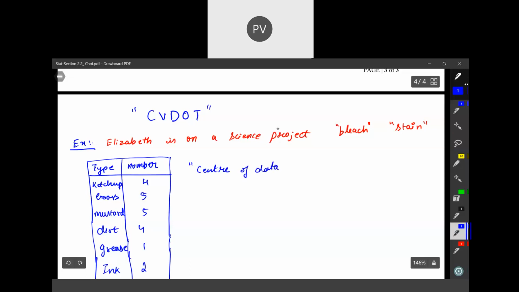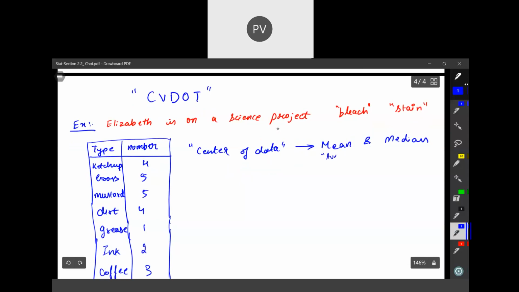How can we find the center of data? The center of data can be found using two things, mean and median. You can use either one. More often we use the mean, also called the average, when there is not much difference between your frequency numbers.